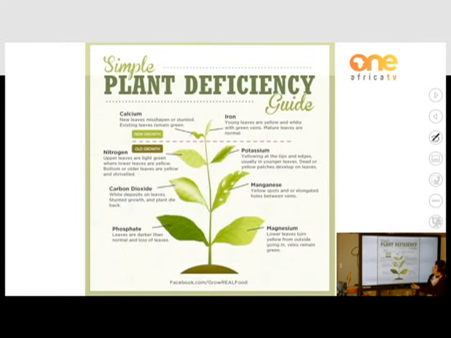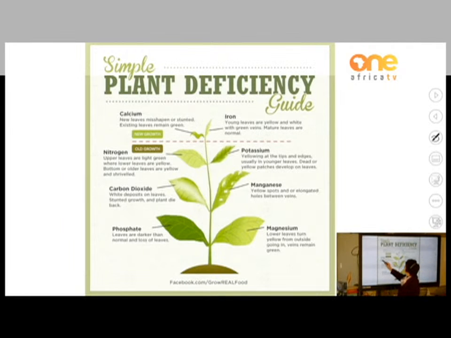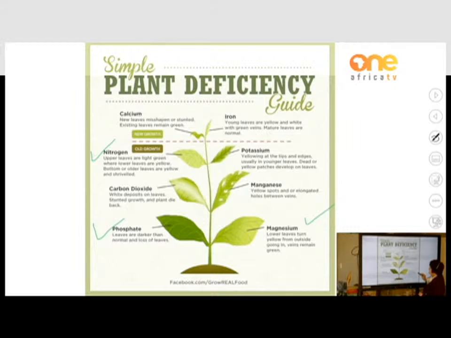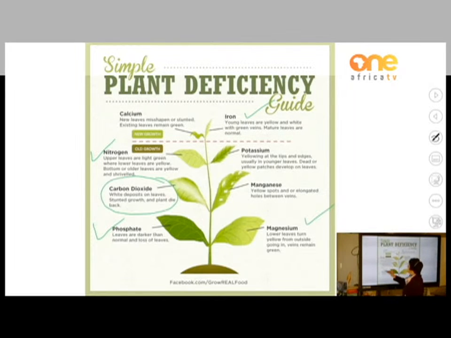Here I have a nice chart, and we only have to know nitrogen, phosphate, magnesium, and iron. We only have to know them. This will help you. Of course, we know about carbon dioxide. Carbon dioxide is needed for photosynthesis to take place. So you can perhaps use this nice one to help you to remember.